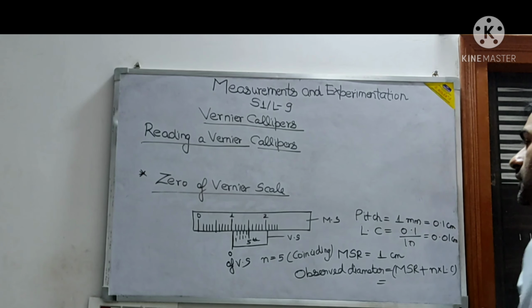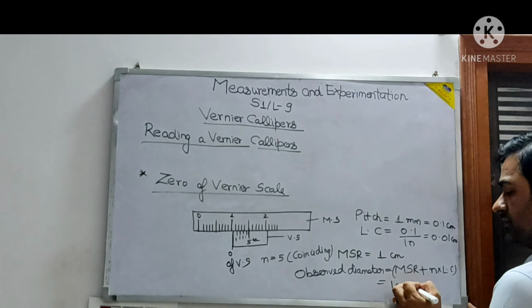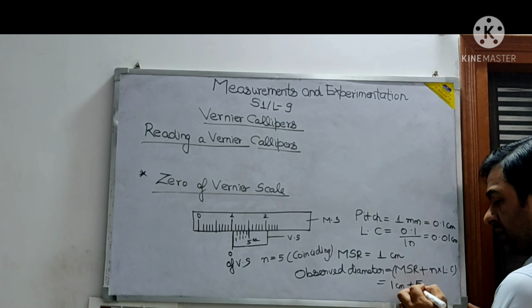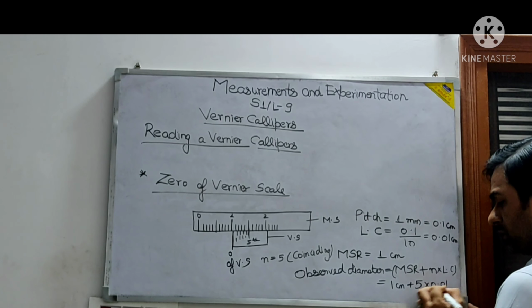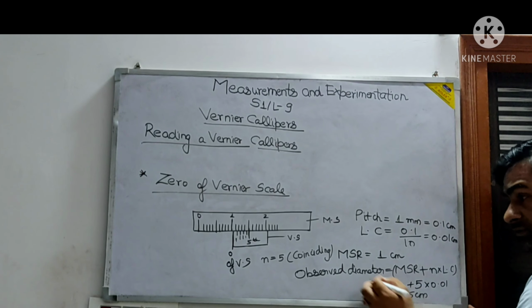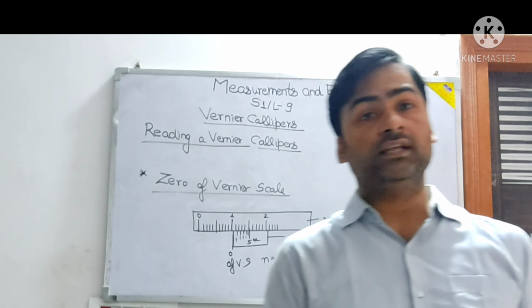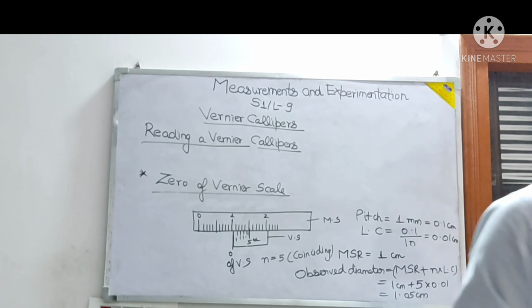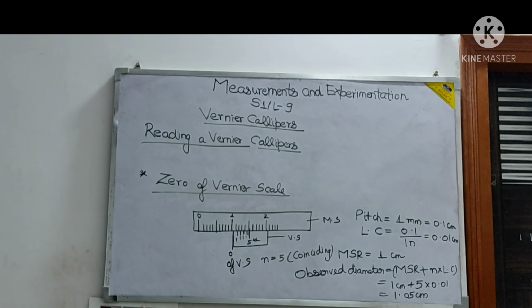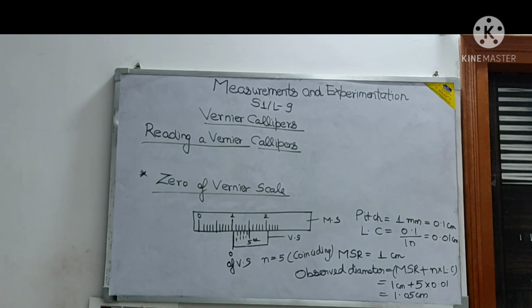So what are the values we have got? Main scale reading was 1 centimeter plus, which is coinciding? Fifth division is coinciding. Least count is 0.01. So it will be what? 1.05 centimeter. This is the observed diameter. After this, if any corrections are there, if a positive zero error is there, we will subtract that, and if a negative zero error is there, we will add. So negative zero error is added. So after that you will get the value of the reading of vernier scale. I hope this point is clear to you.